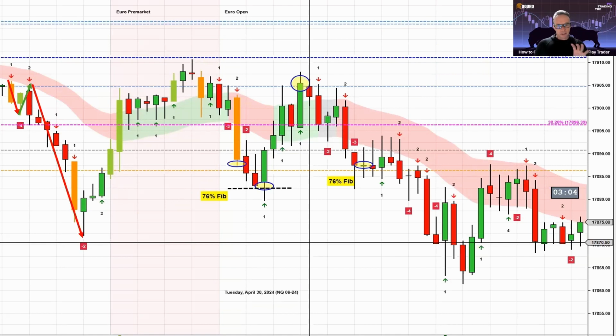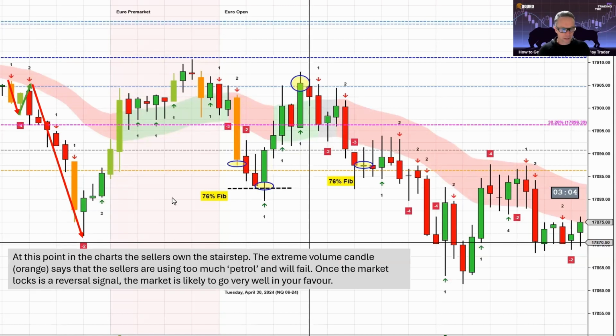Now, guys, remember before I said in terms of the rules of stair stepping, generally the team with the bigger leg owns the step. So everyone look over there on the left-hand side, you're probably looking at that going, well, Lockie, it's pretty obvious that the sellers own the stair step there. Absolutely correct. Guys, so let me build this.